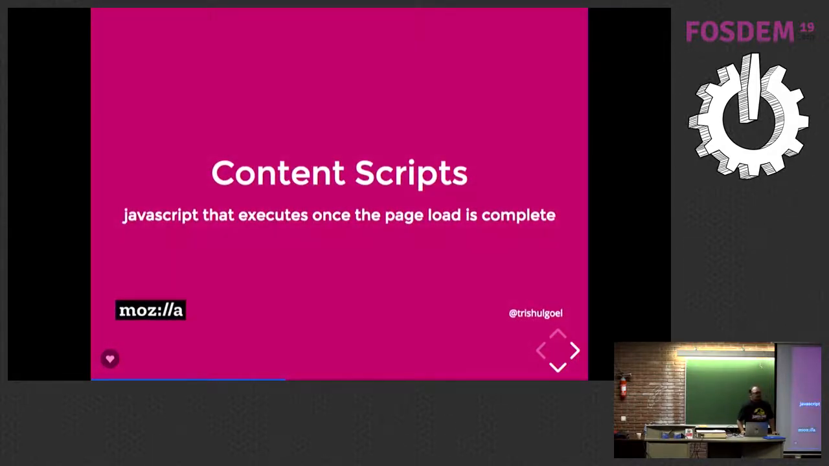Second thing is content script. So there are times when you need your extension to inject some script into the browser page. For example, you want to read all the anchor tags in the page. So you need to put some JavaScript code into the page. So this is the thing which is used to do that. These scripts are directly injected into the DOM.